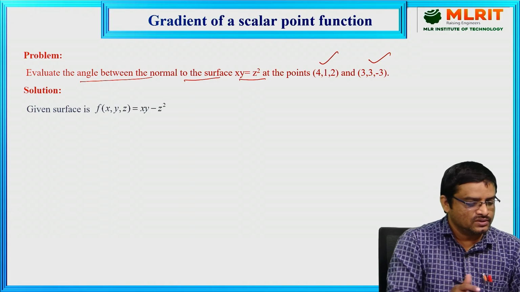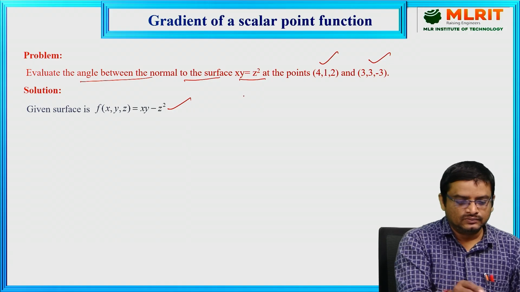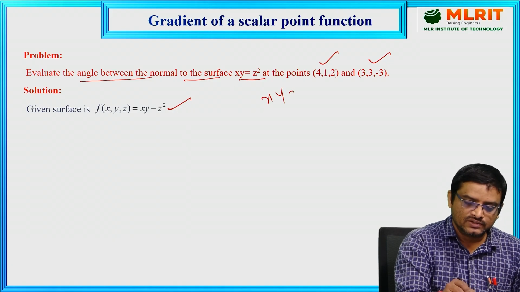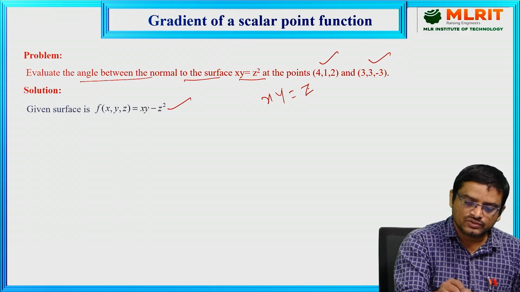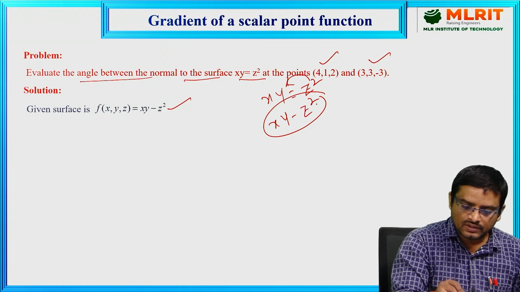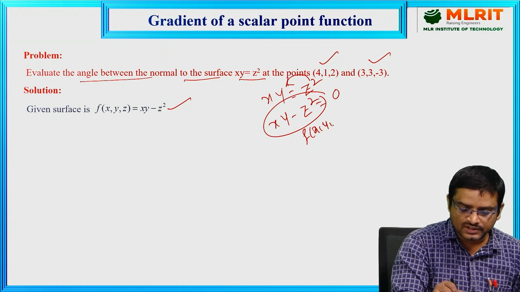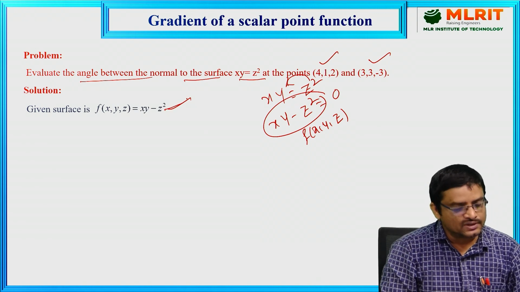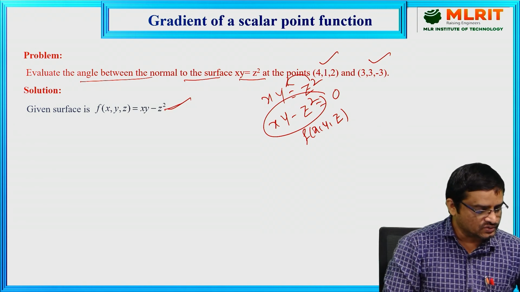So as usual, you consider that a scalar. This is our surface, we have to consider it as a scalar. It is given by xy is equal to z square. Now bring this z square to this side. It becomes xy minus z square is equal to 0. You consider this one as our scalar point function. That's why we have taken f of x comma y comma z is equal to xy minus z square.